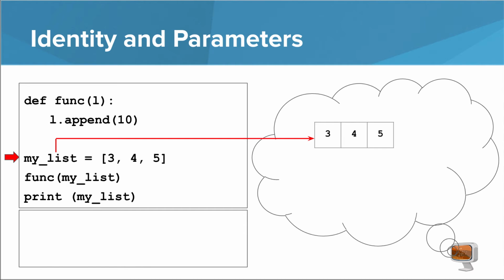Take a look at this example. We have a list called mylist with the numbers 3, 4, and 5. When we call the function called func, L becomes another reference to the same list. That is to say, for the time being, mylist and L are identical. This means that whatever happens to L secretly also happens to mylist. When the function returns, mylist is not the same. It has been affected by func.